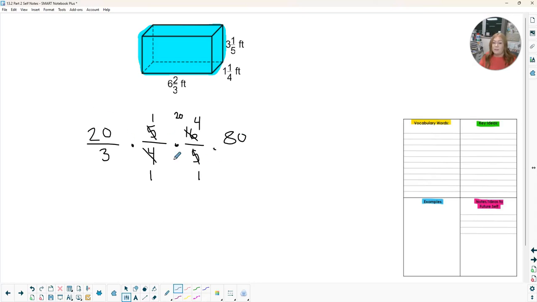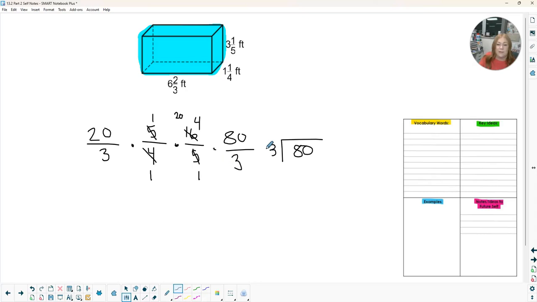So we would have got the same thing if we simplified this; we would have simplified that to 4 times 5 is 20 times 4. We would have come up with the same thing. So 3 times 1 is 3. So now we have an improper fraction. So we just need to simplify.